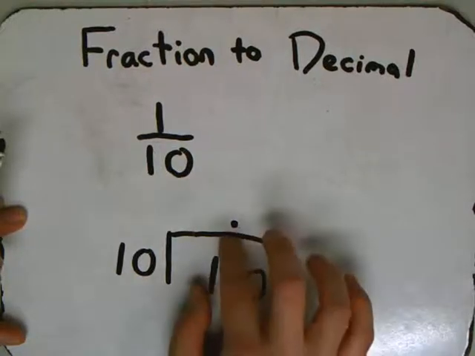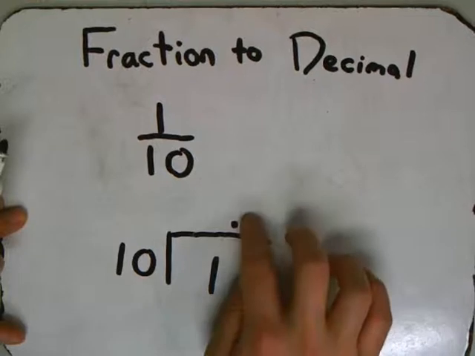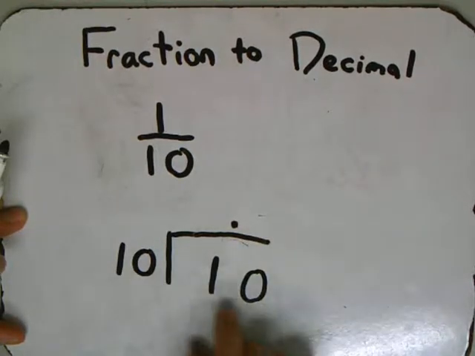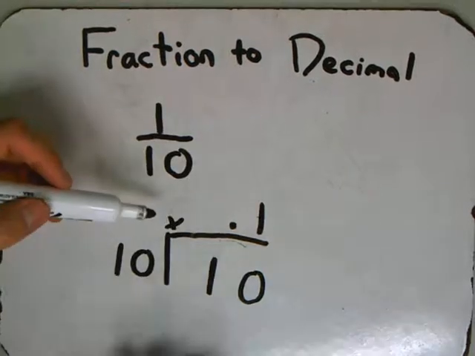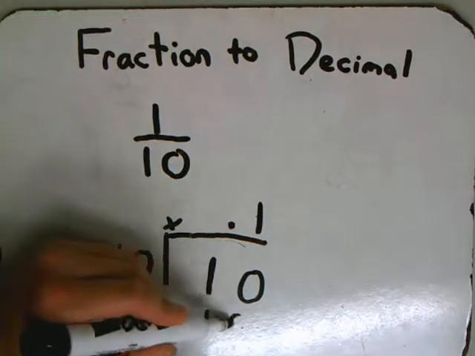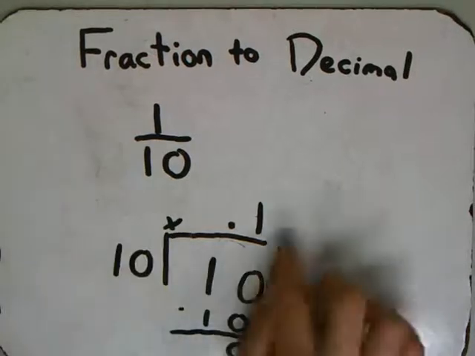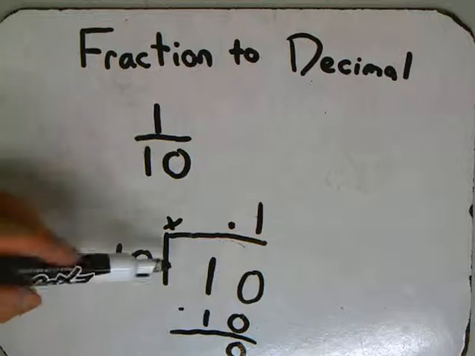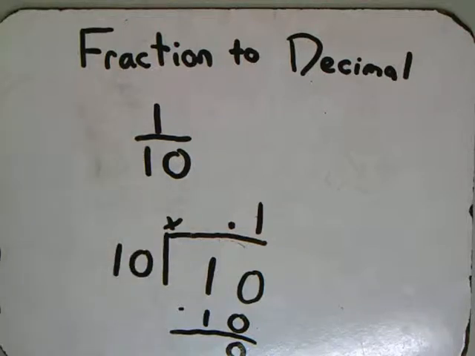And this problem now says 10 divided by 10. And everything we write is going to go to the right of your decimal. So how many times does a 10 go into a 10? We know that's 1. Then if we multiply 10 times 1, we know that equals 10. And if we're left with no remainders, we know that we did it right. We just changed 1/10 to our decimal. And we know that 1/10 written in decimal form is 0.1.